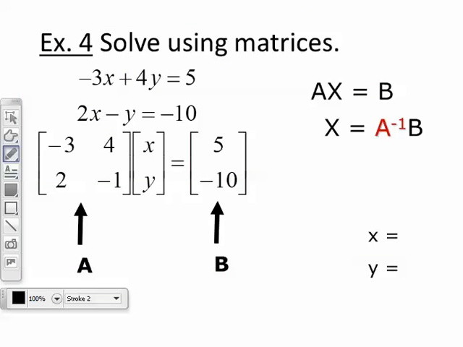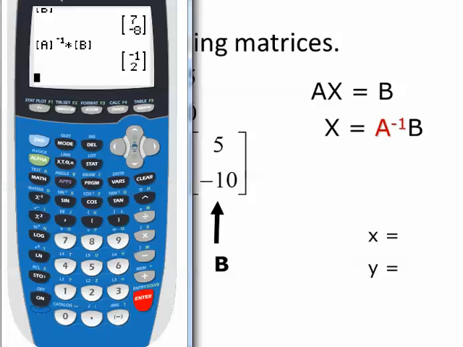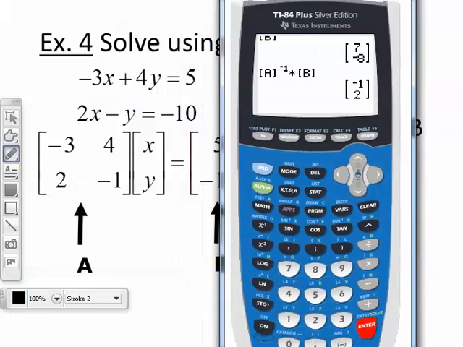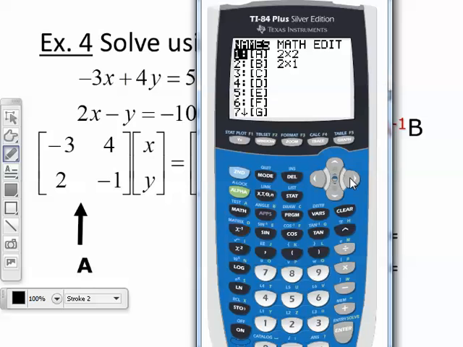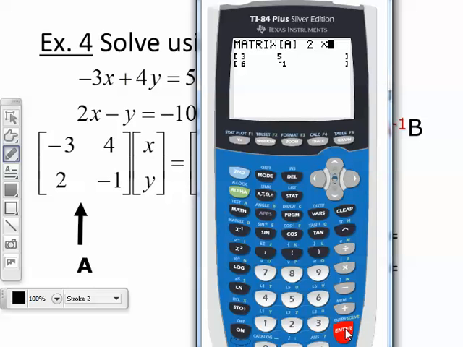Okay? So, here's the question. Can we solve this system of equations? I'm going to bring up my calculator and run through this again so that you can see it. Okay? Just looking at the system of equations there. I'm going to push second matrix. I'm going to go over to edit. And I'm going to edit the A equation. It's still a 2 by 2 equation. My values are -3, 4, 2, and -1.